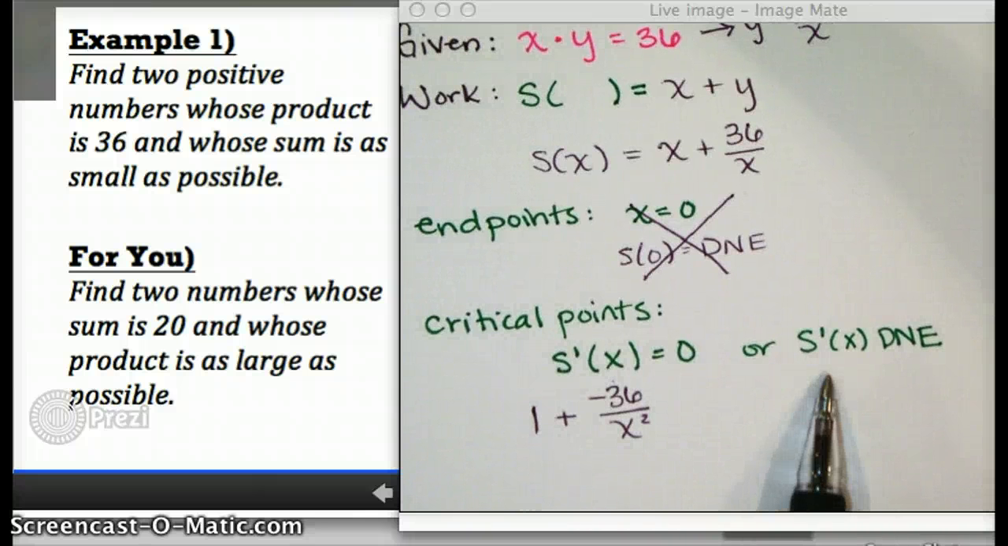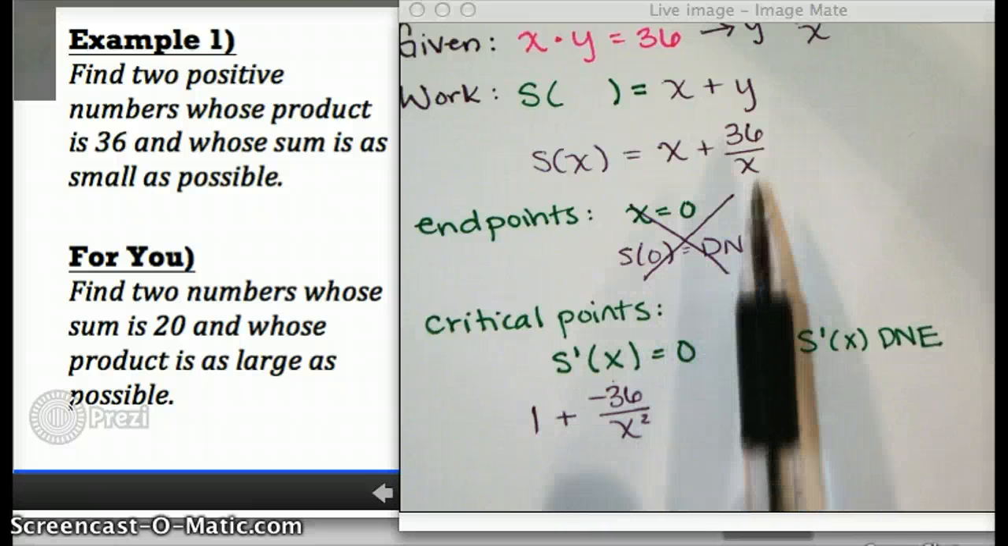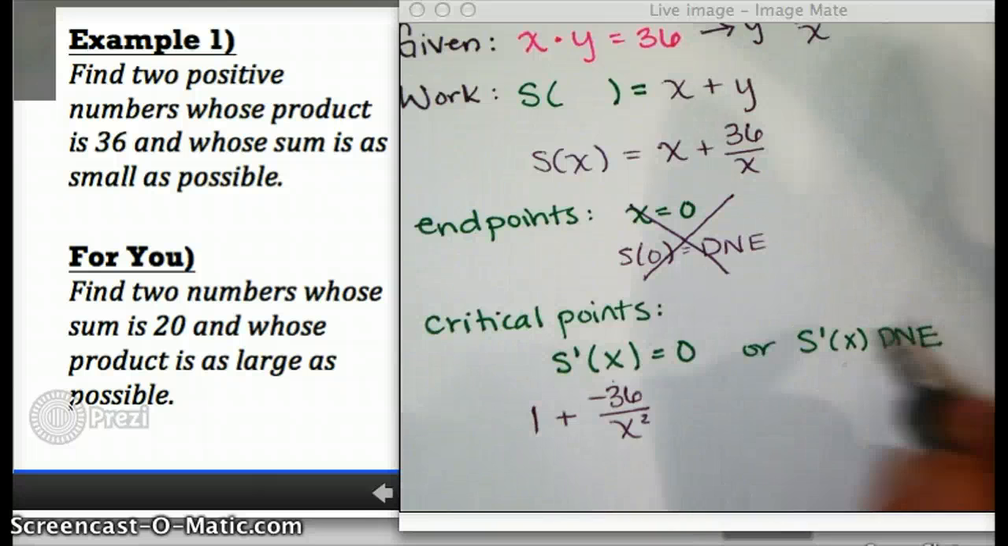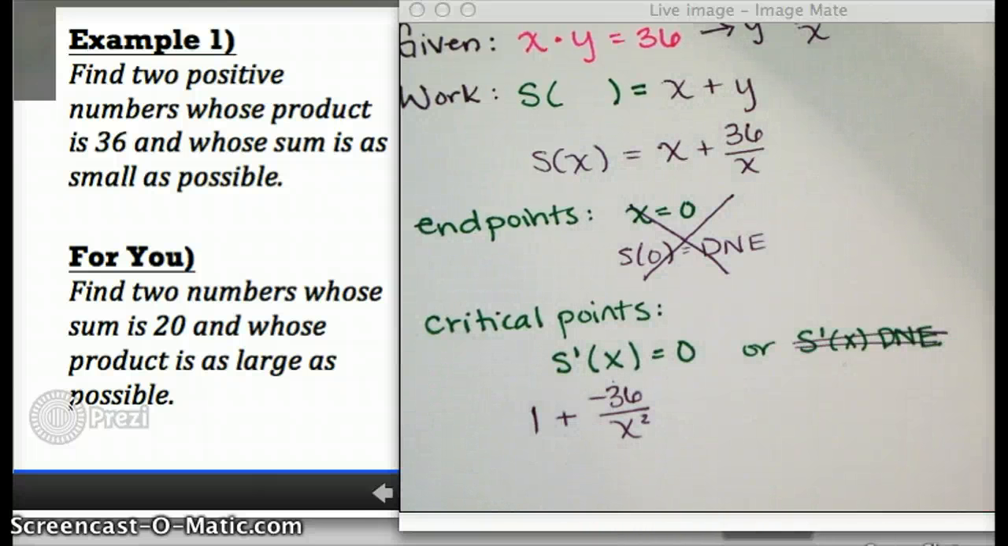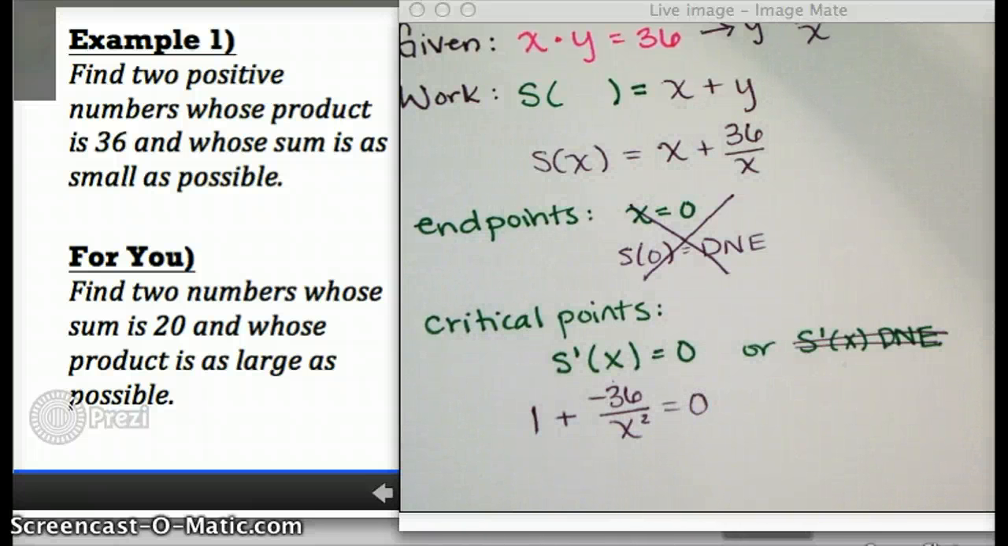So I was asking what x values would make this non-existent? Well, 0. You're not allowed to plug in 0. But we've already seen that 0 is not in the domain of the original function, so we actually don't have to worry about that point, and we can discount that part of the definition. We do still need to set this equal to 0 and solve for x to find some other critical points.